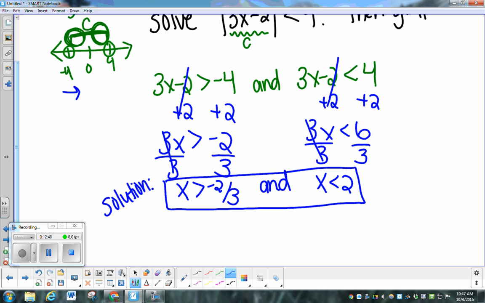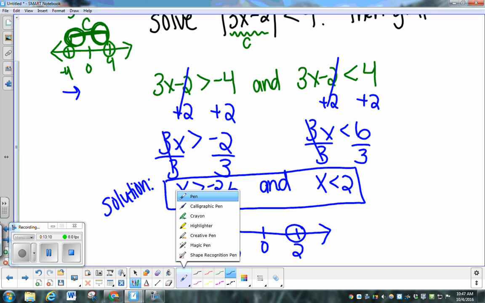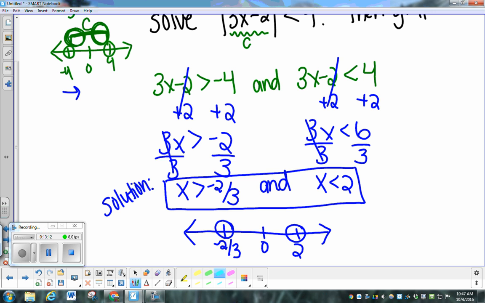Now it wants me to graph it. I'm not going to be too picky with your graphs here. I'm just going to put a 0, my negative value, that's a negative 2/3, and my positive value 2. I know that x has to be greater than negative 2/3 and less than 2. So it is going to be right in here.